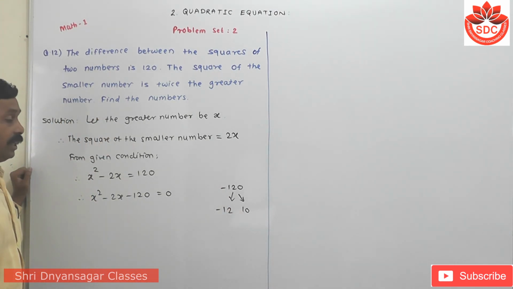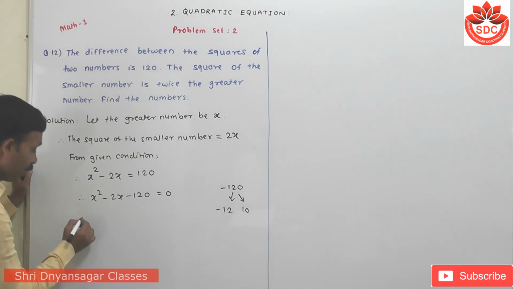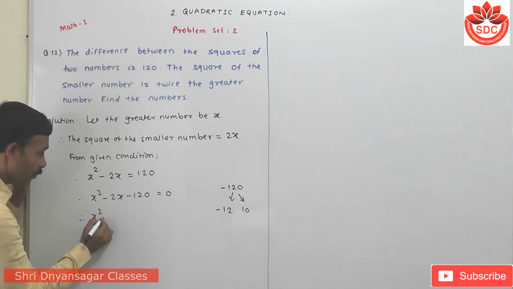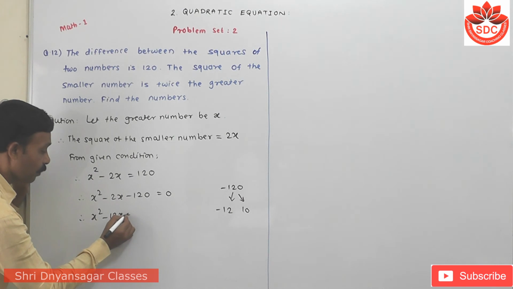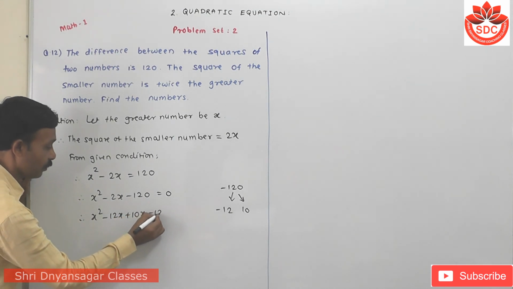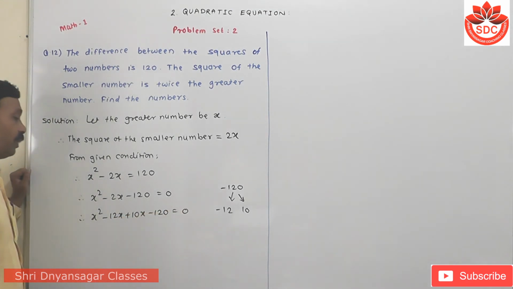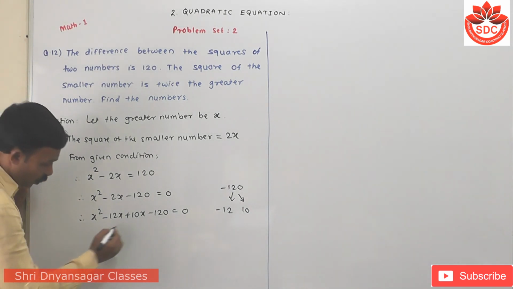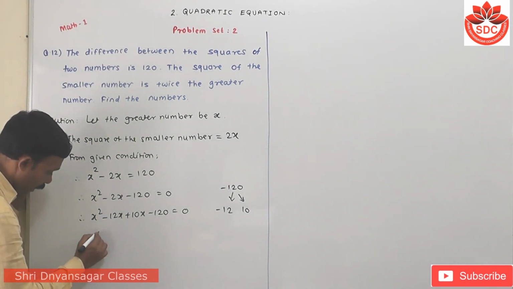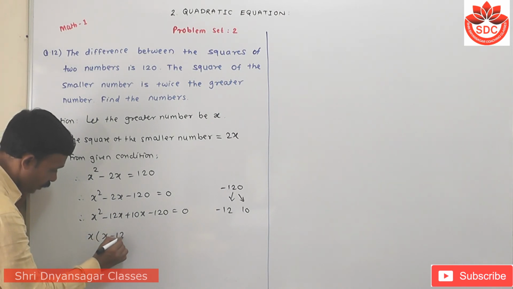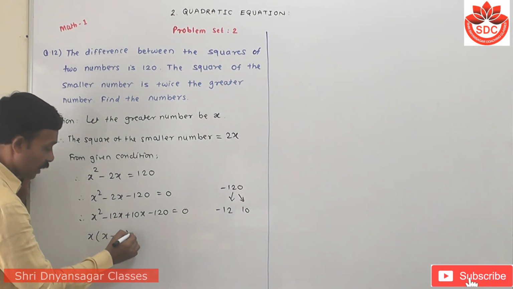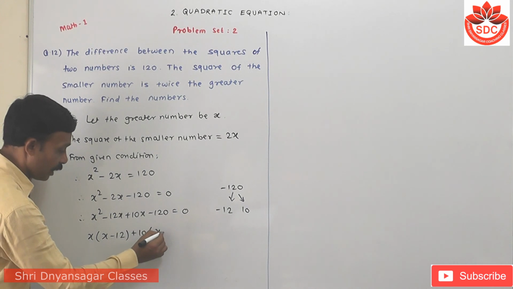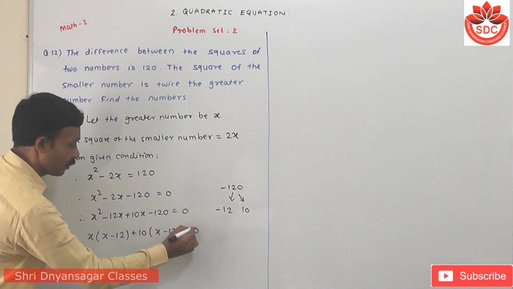We have to split it for the middle term. Therefore, x square minus 12x plus 10x minus 120 is equal to 0. Making the group of two terms, take common here x in bracket x minus 12 plus 10, take common here, x minus 12 is equal to how much?